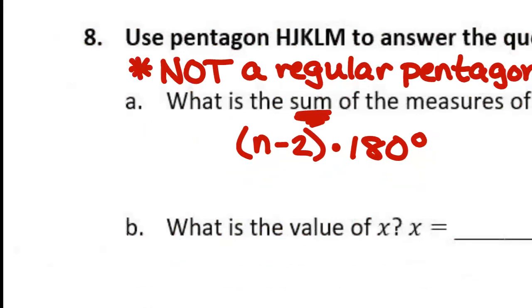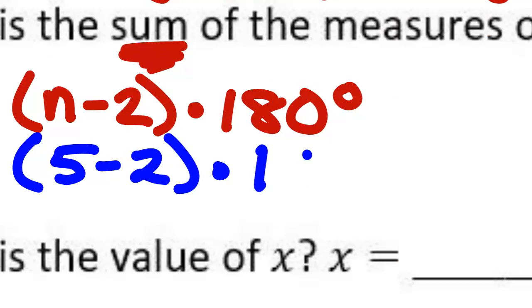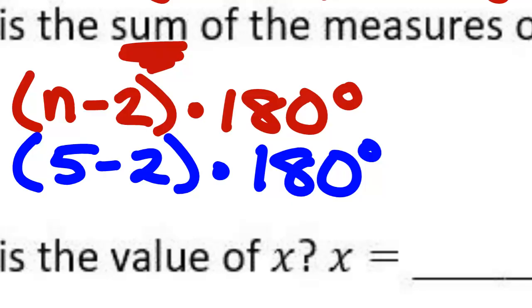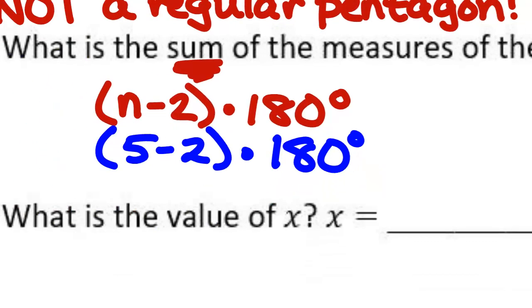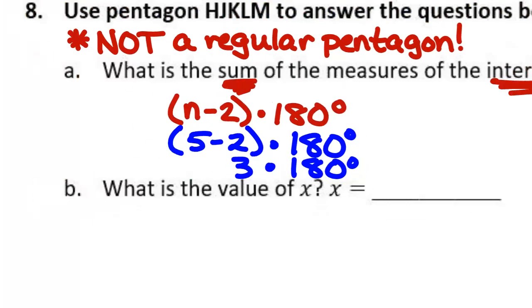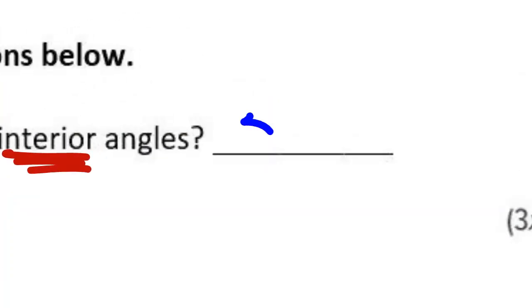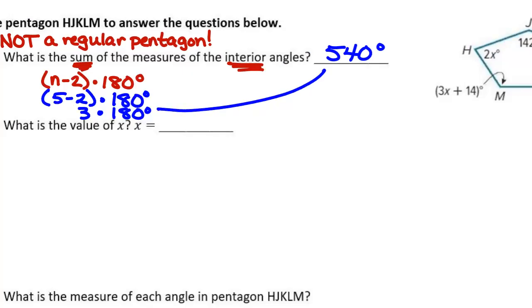And how many sides does my pentagon have? 5 sides. So I would do 5 minus 2 times 180. And 5 minus 2 would be what? 3. So we're doing 3 times 180. And what does that come out to be? 540. 540 degrees.